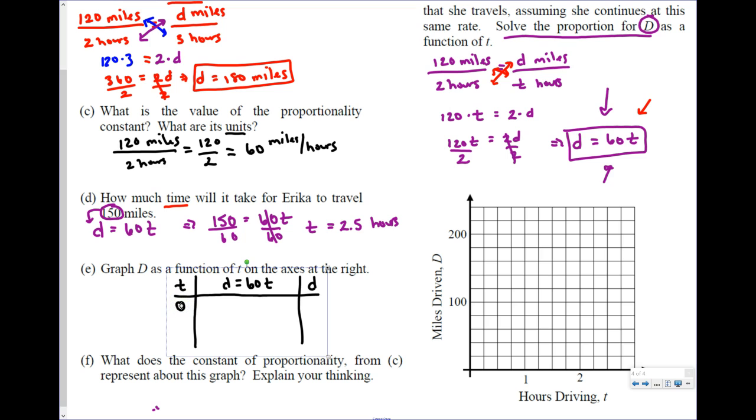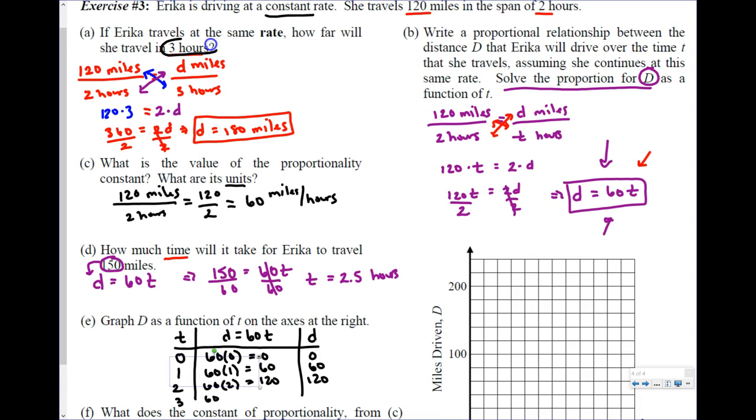So I have a time of 0, so I'm going to plug in 0 into here. When I have 60 times 0, what do I get? 0. At time 1, 60 times 1 gives me 60. So after 1 hour, I go 60 miles. If I plug in 2, I get 120. So after 2 hours, I go 120. After 3 hours, I already figured that up here. Remember this 3-hour problem up in letter A? How much did I go? 180. Well, that makes sense because when I do 3 times 60, that does give me 180.